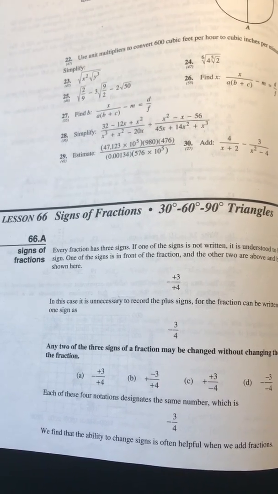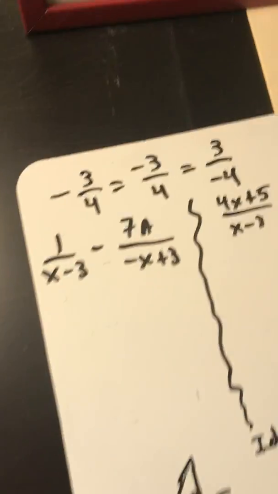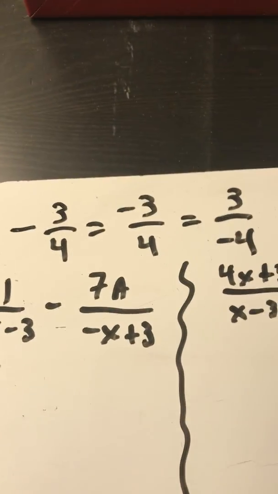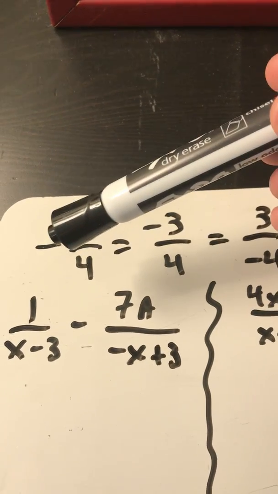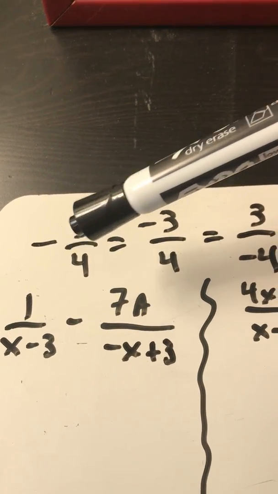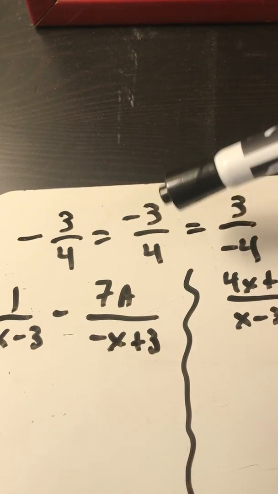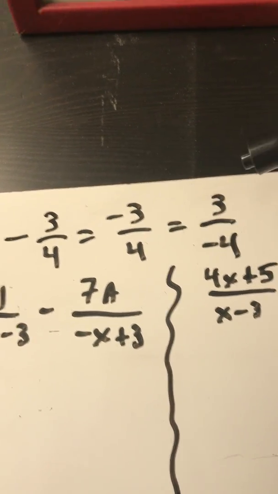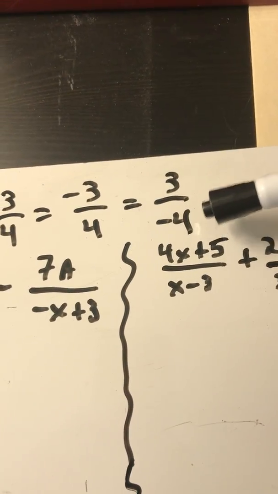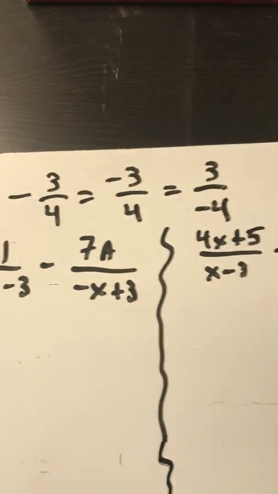Here's problem set 66 for the Algebra 2 lesson. They talk about the signs of fractions first off. The sign can be right in the middle, so negative 3/4, but it could also be in the top only, negative 3 over 4, or it could be in the bottom, 3 over negative 4. These are all the same fractions.